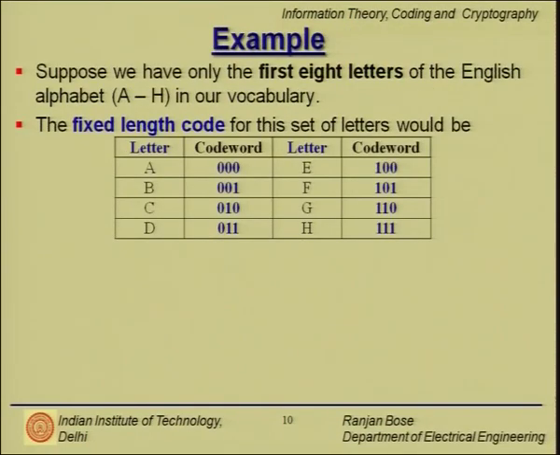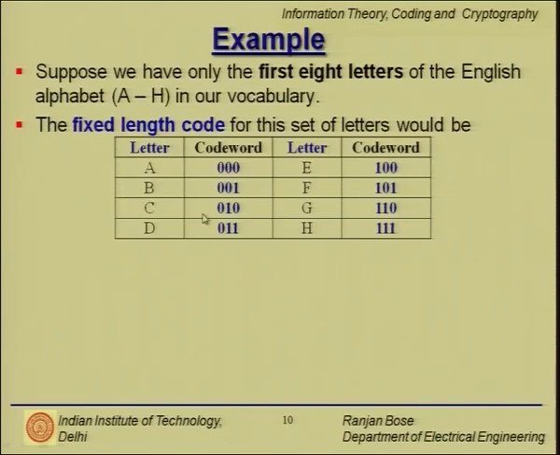So, we start off with an example. We did it in the previous class as well. We have only the first 8 letters in the English alphabet for this example: A, B, C, D, E, F, G and H. The simplest and most obvious thing is 8 letters, no problem, 3 bits per letter, we have 8 possible code words. So, code words are from 000 up to 111, and this set of code words is called a code.